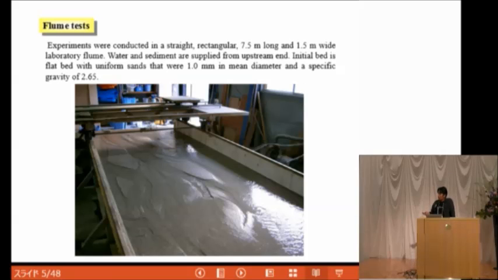This is a photo of the experimental flume. It is a straight open channel, 7.5 meters long and 1.5 meters wide. We supply the sediment and water from the upstream end. We use uniform material for this experiment, and the diameter of the material is 1 millimeter.